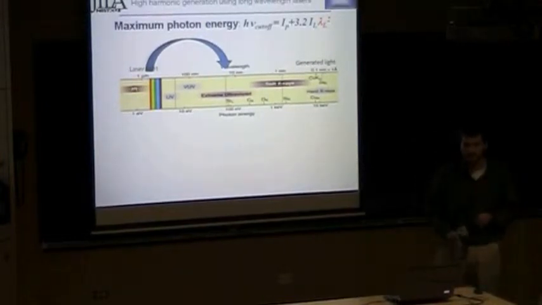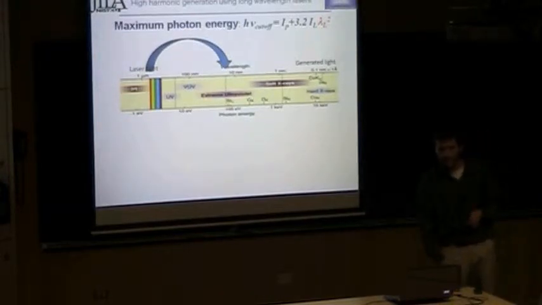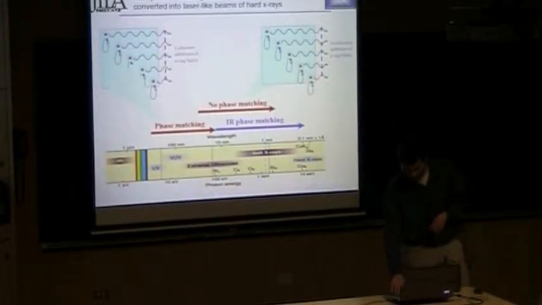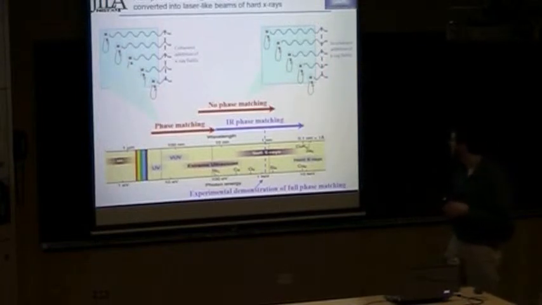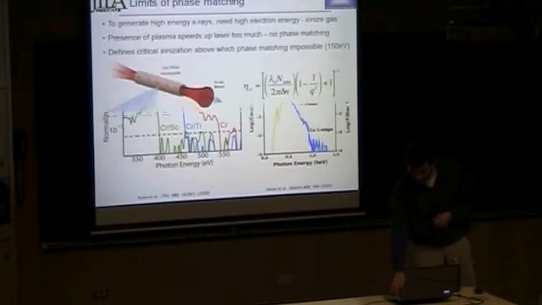Yeah. What was the thing that made your phase matching cut off where it was? At 100 eV? What is it that causes it to? Yeah, that's a good question. Thanks. So you can come back to this slide.